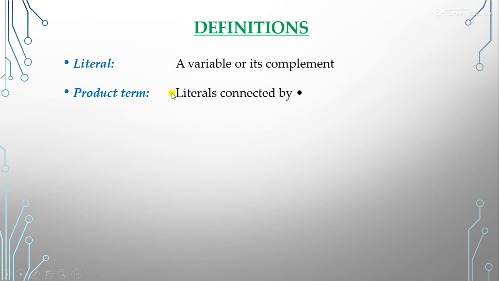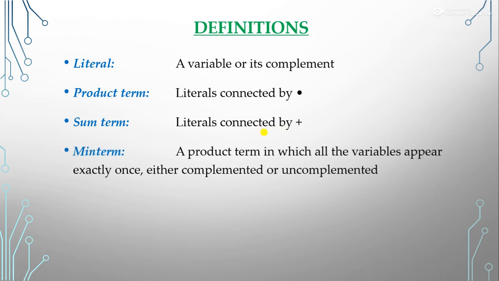Next one is the product term. A product term means that the literals are connected by the multiplication sign. Those are the product terms. And the sum terms are those where our literals are connected by addition. Next, we come to the min term.